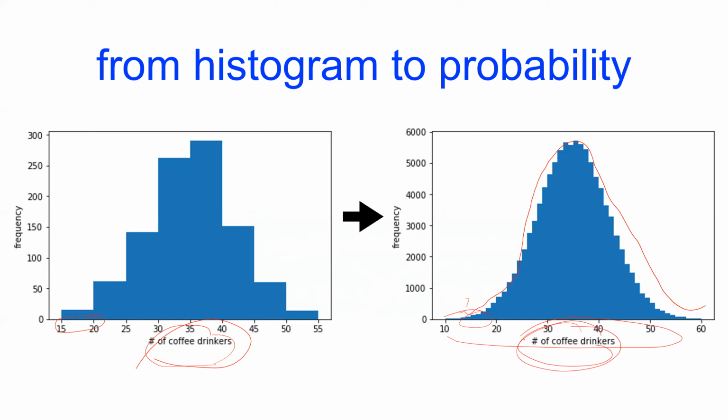So this gives us an impression to say, okay, there's some probability distribution that looks like a bell curve, which is pretty much like what we are plotting here. Okay. So this is a very good example of how to step from histogram to probability.